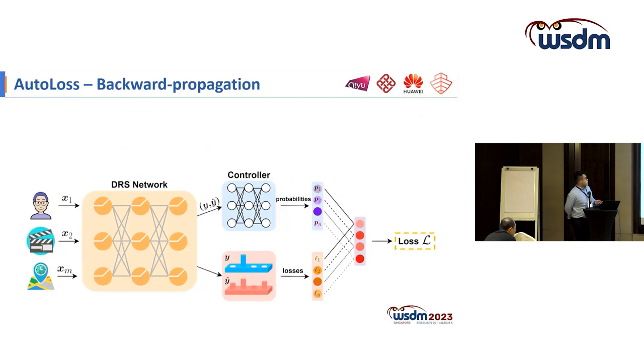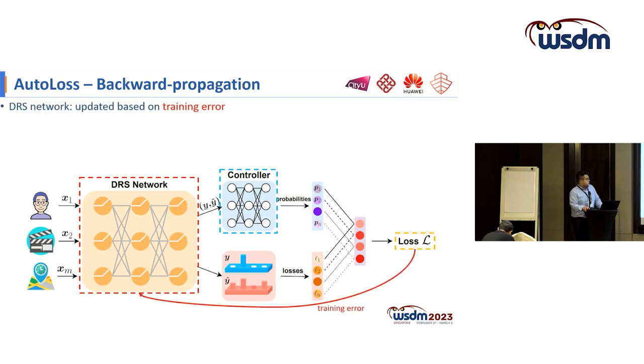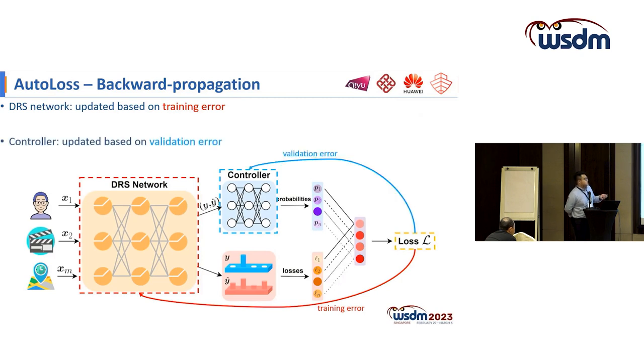And the second part of AutoLoss is backward propagation, and there are two sets of parameters that should be optimized: the parameters for the deep recommender system and the parameters for the controller. To be specific, AutoLoss alternately updates the two sets of parameters. That's to say, we first update the deep recommender system parameters based on the training error on the training data, while keeping the controller fixed, and then we fix the deep recommender system parameters and update the controller parameters based on the validation error. This alternating training strategy could help to avoid the overfitting problem.